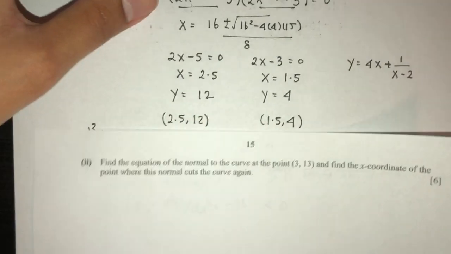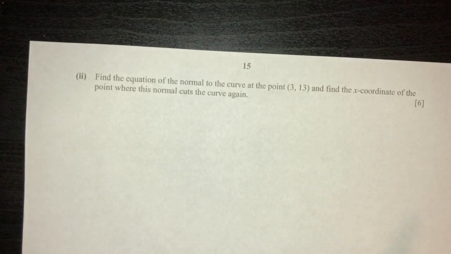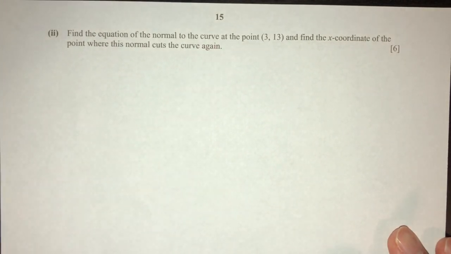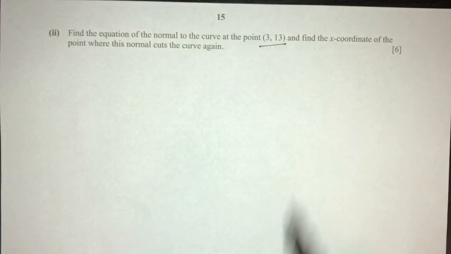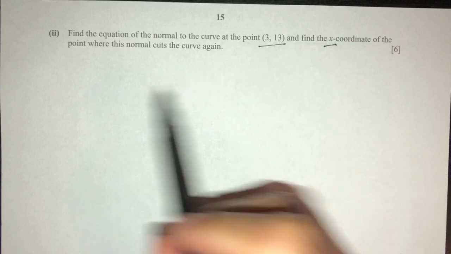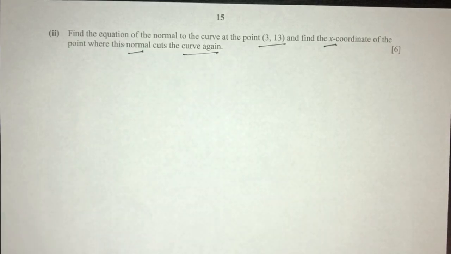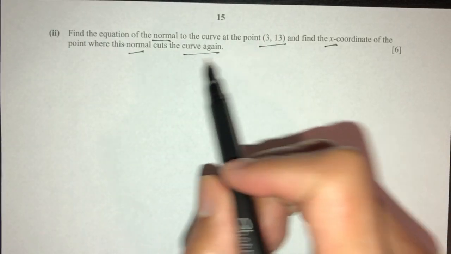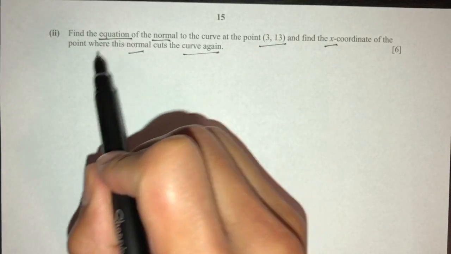Let's move on to part 2. Now we have to find the equation of the normal to the curve at the point 3, 13, and find the x coordinate of the point where the normal cuts the curve again. Okay, so we have two things to do here. First, we have to find the equation of the normal to the curve at this point.